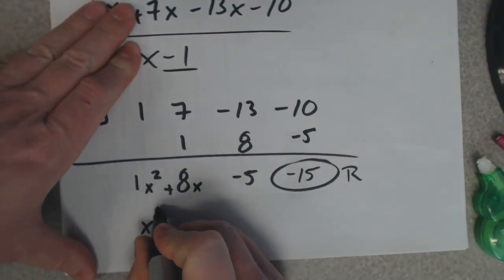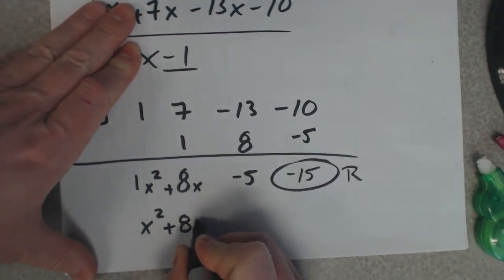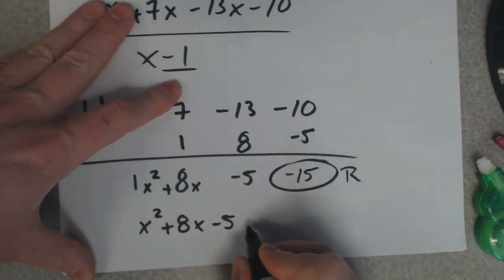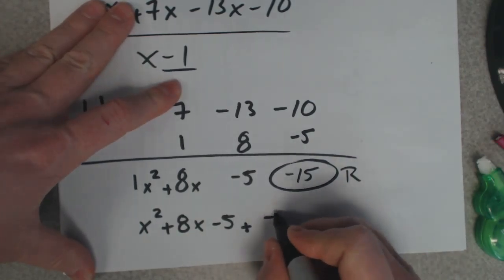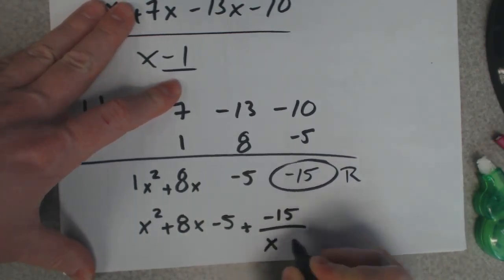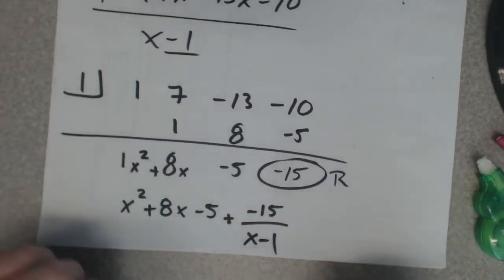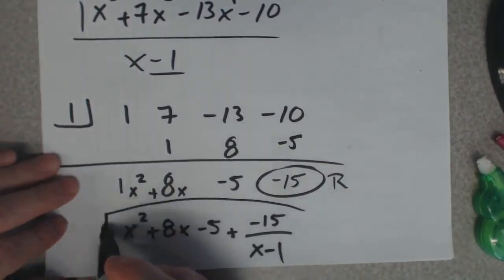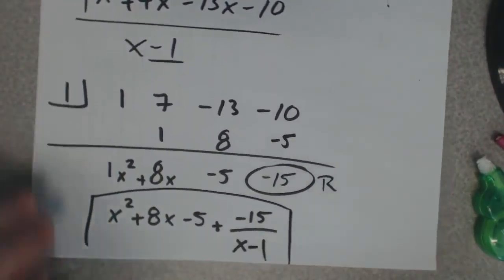So to write that the way they want you to write it, I'm going to put x minus 1 here. And that's your remainder. That's what's left over. So that's how you use synthetic division. Check out the other examples in the playlist and you can see how that works.